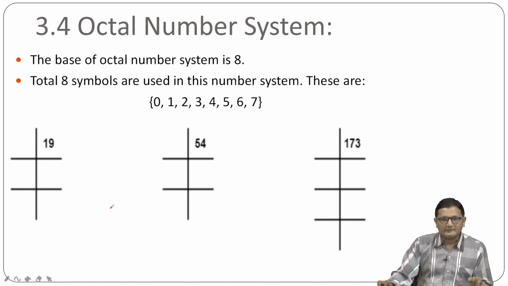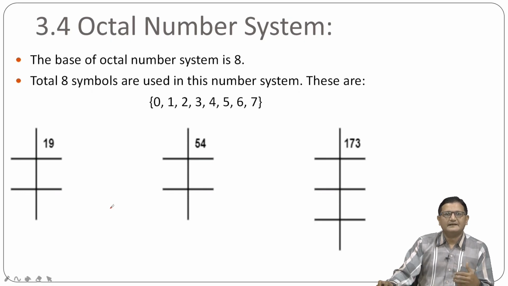Now suppose we have an octal number system. What is actually the octal number system? In the octal number system we have 8 symbols, so you can use 0 to 7, but the symbols 8 and 9 are not allowed in the octal number system. So we can say that in the case of the octal number system we can use only 8 symbols.